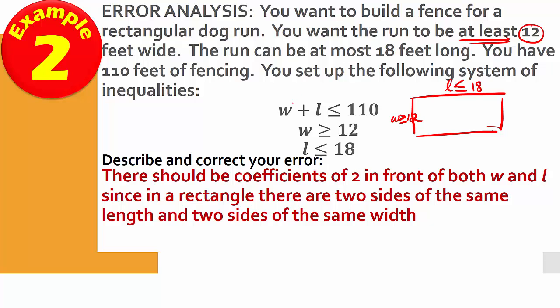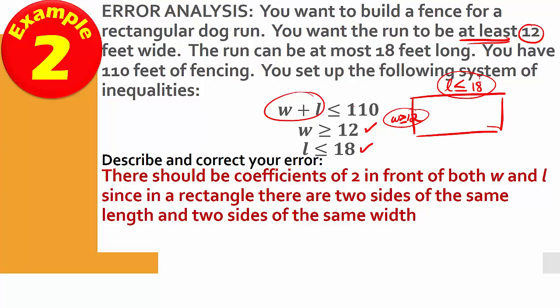And we only have 110 feet of fencing. So we set up the following system of inequalities. We have W plus L is less than or equal to 110, because we only have 110 feet of fencing, so this amount has to be less than that. W is greater than or equal to 12, which we actually did over here, so we know that that's going to be right. And L, the length, has to be less than or equal to 18.